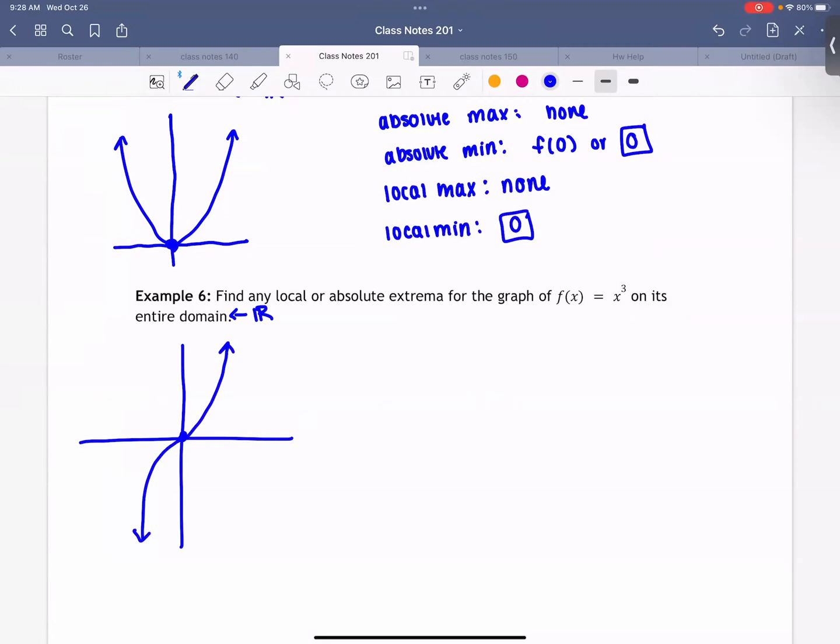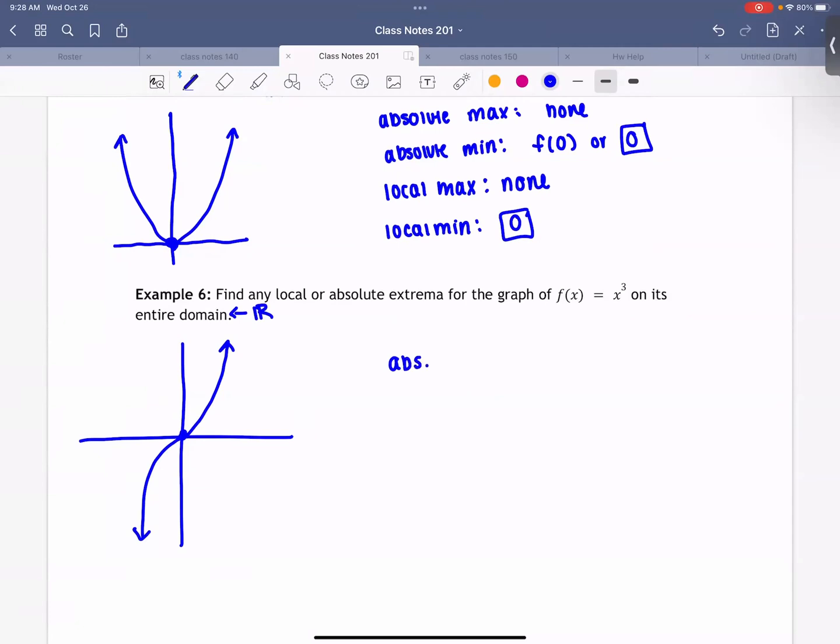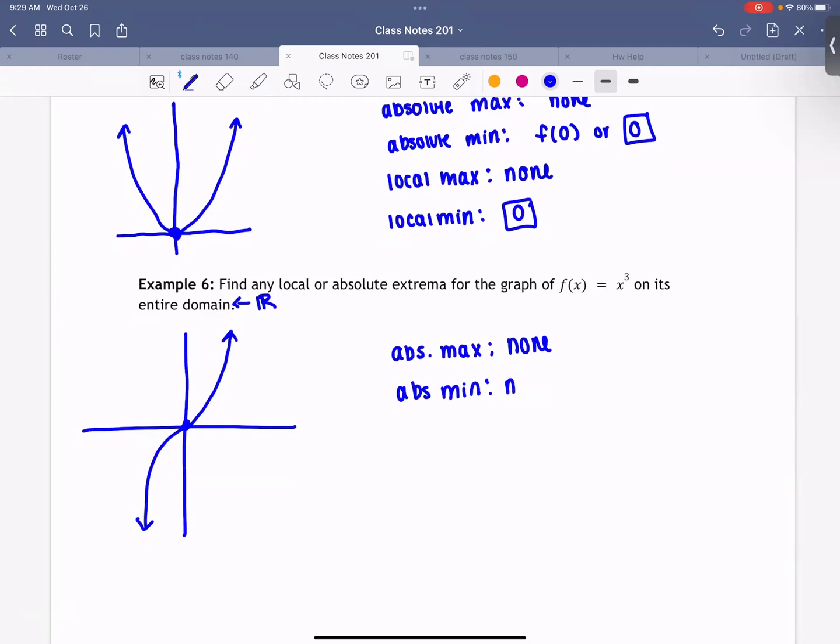Okay, let's talk about maxes and mins here. What's the absolute max here? What's the highest point that this function goes? This function doesn't really stop at any point. It just keeps going up and up and up. So this is an example of something that has no absolute max. Let's talk about absolute mins. What's the absolute min of this function? There isn't one, right? This function goes down and down and down, and it doesn't stop anywhere. So this doesn't have an absolute min.